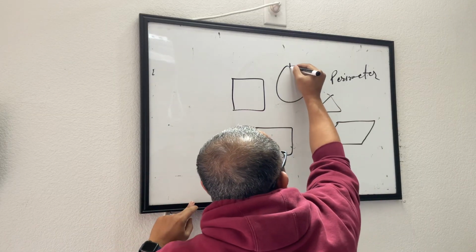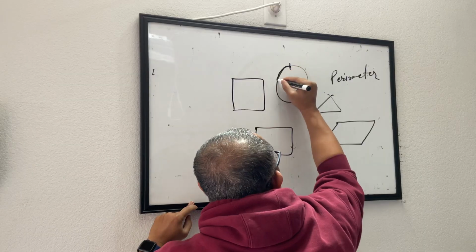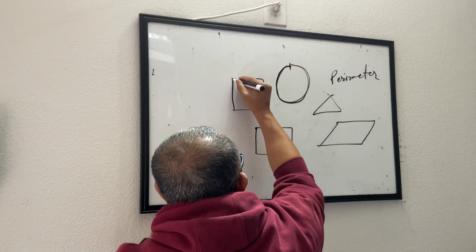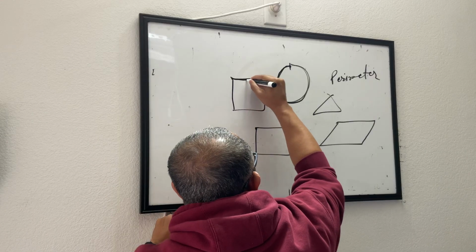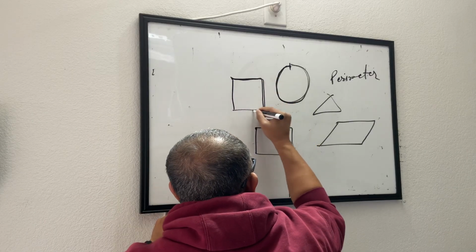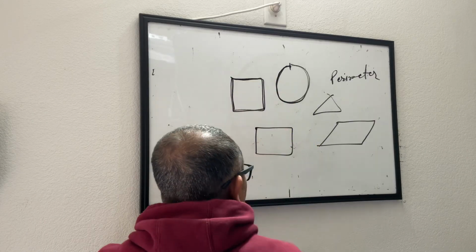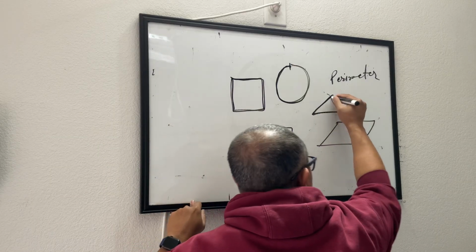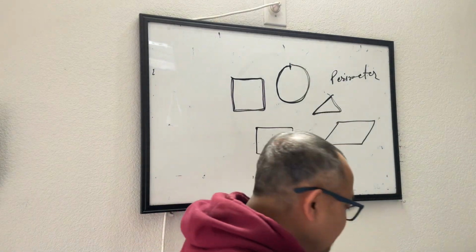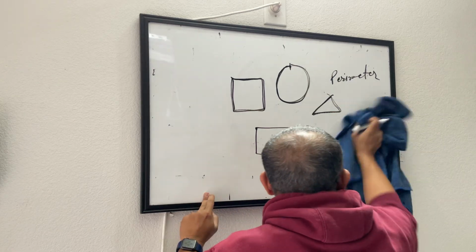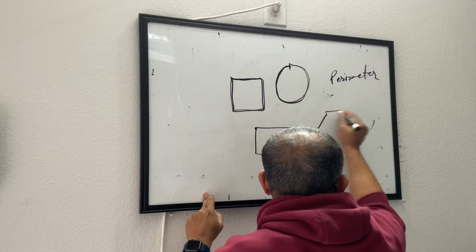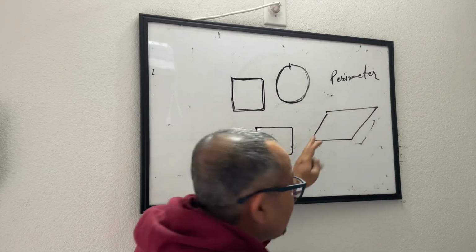So if I'm talking about a circle, perimeter means the length of the entire thing from here to here. Talking about this guy, the perimeter would be walking along the boundary and measuring how much it is. So if I'm talking about a circle, before I erase this, perimeter is nothing but the length of the boundary.